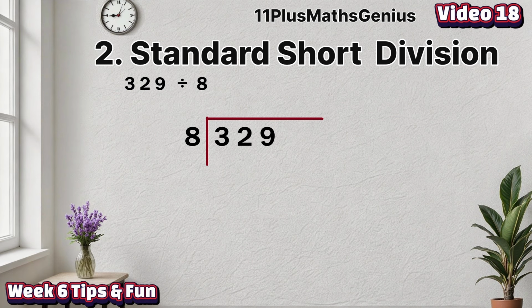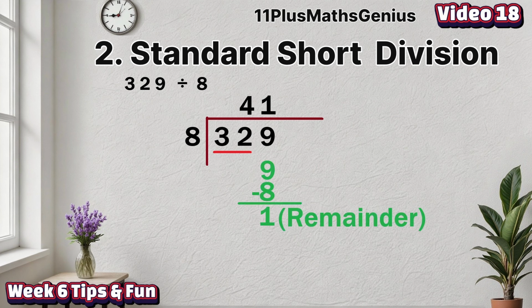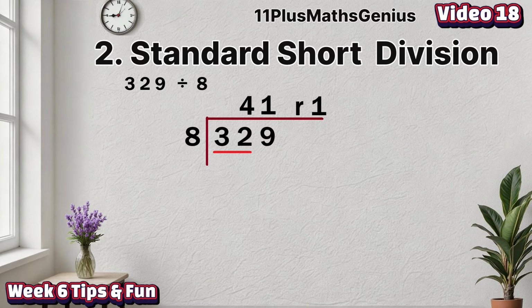329 divided by 8. We take 2 digits first, since 3 is smaller than 8. 8 times 4 is 32. We put 4 on the top. 8 times 1 is 8. We put 1 on the top. However, the last digit 9 is 1 more than 8. So 1 is our remainder. We put 1 with the answer as R1.